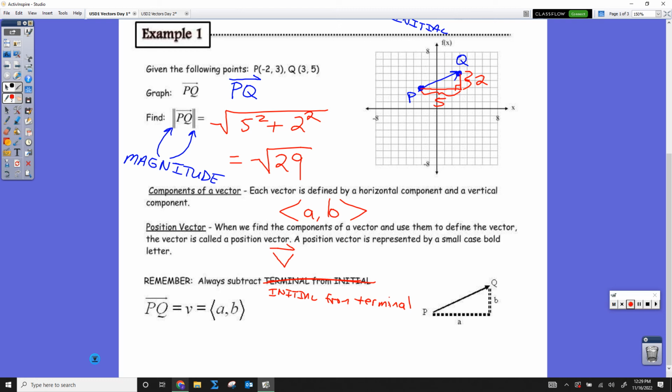All right, so if we had this one up here, for instance, what is 3? That's the terminal, right? What's 3 minus negative 2? 5. So put a little component form up there, 5. And what is the terminal point for the y, 5, minus the 3? 2. And what does ⟨5, 2⟩ look like to you? Isn't that just a horizontal and vertical movement? It's just describing how far it went right and how far it went up in that case.